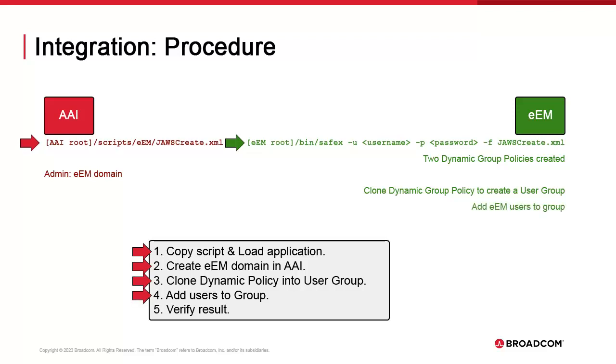We can add an existing eEM user to the user group. Any access policy associated with this group will apply de facto to the user. Note that the group is not necessary. The same process can be used with individual users as well. Finally, we check the results in AAI. We should be able to log into AAI using the eEM domain and eEM user we added to the user group.